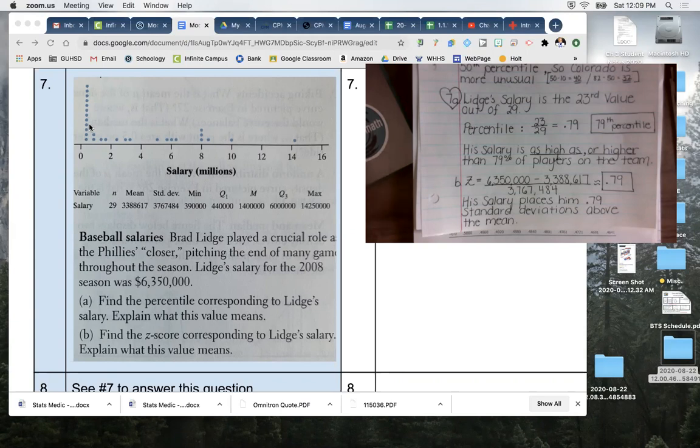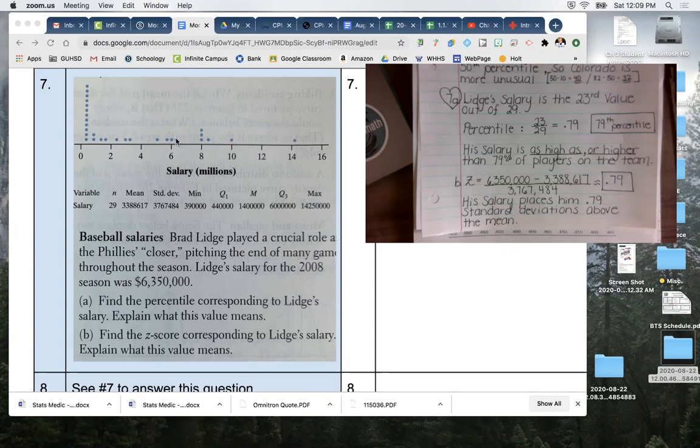So the first thing I'm going to do is go up to the dot plot and figure out where he is. So this is 6. This would be a straight 6. This must be him right here, 6.35. 7 would be right in the middle. So this must be that $6.35 million right there. So this right here is Brad's salary.